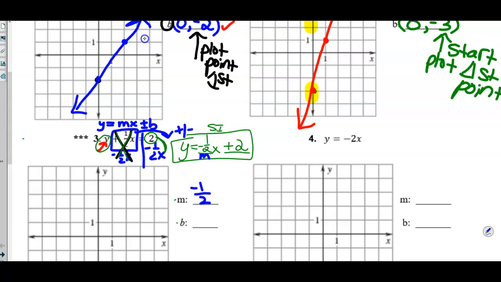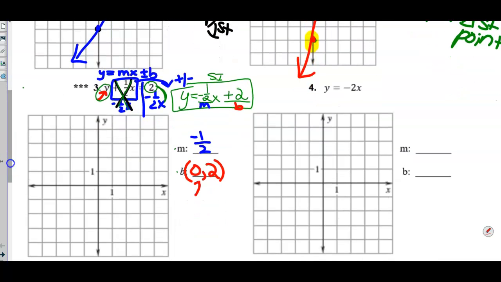We know that's my m because that's in the position. My b is over here, so we know it's (0, something). The b is a +2, so we know it's (0, 2). So from here, again, the same thing as with the first two. I start by plotting my first point.